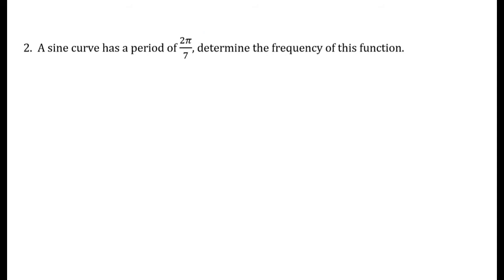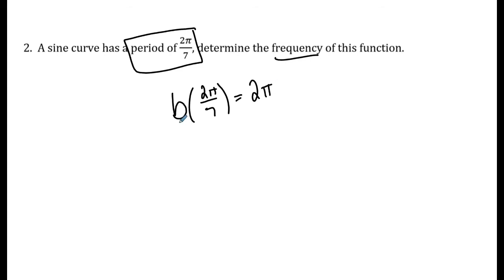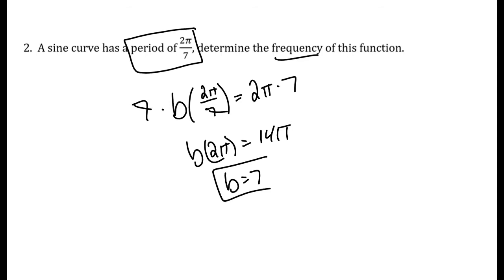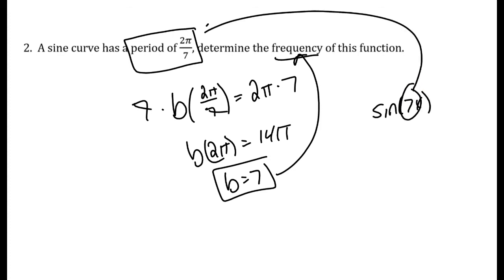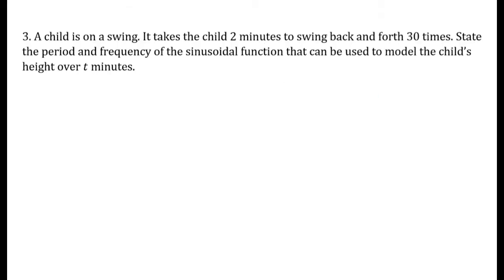A sine curve has a period of 2 pi over 7. What's the frequency? So this time I'm giving you the period. I want to know the frequency. Sorry, BP equals 2 pi. The frequency times the period always equals 2 pi. I'm going to times 7. B times 2 pi equals 14 pi. Dividing by 2 pi, I get b equals 7. B has to equal 7 for that to be a true statement. So the frequency would be 7. It would be like sine of 7x. If I have that there, it has a period of 2 pi over 7. We see the frequency in the equation. We see the period on the graph.